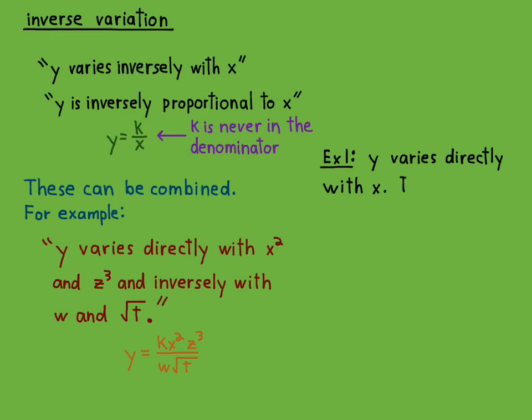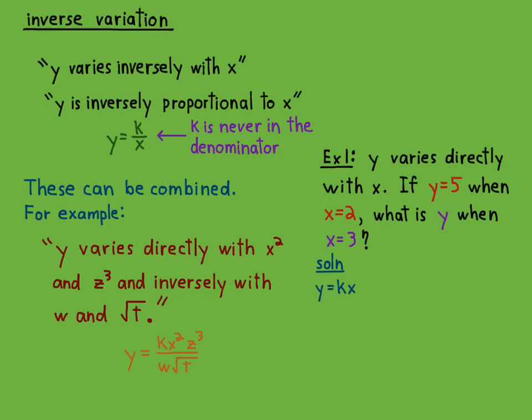So let's do an example of direct variation, a simple one. Y varies directly with x. That's the formula. If y equals 5 when x equals 2, what is y when x equals 3? Typical problem. So first you write down the formula without plugging any numbers in. That's key. If you don't do that, you'll get lost.